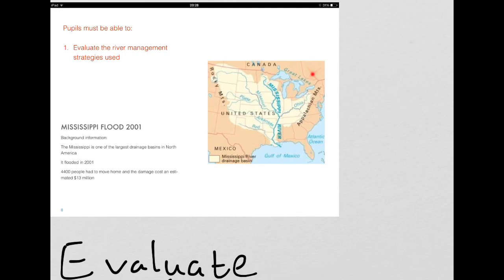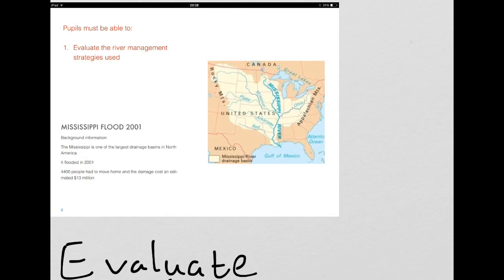This map that you can see on your ebook gives you an idea of the size of the Mississippi River and the size of its drainage basin, and the background information gives you some additional information on that. The flood that we're making reference to is 2001. 4,400 people had to move home, and the damage cost an estimated $13 million.